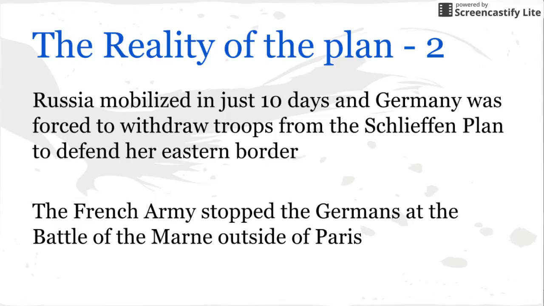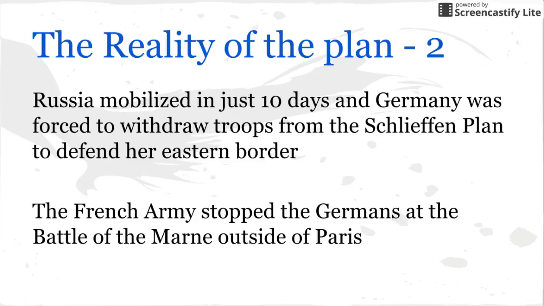But the Russians mobilized quickly, and this threw off the Schlieffen Plan also. So the German army was mobilized, the Russian army was mobilized, and the Germans had to withdraw troops from the Schlieffen Plan in attacking France and send troops to the eastern border to protect Germany from the Russians. So the Schlieffen Plan failed.